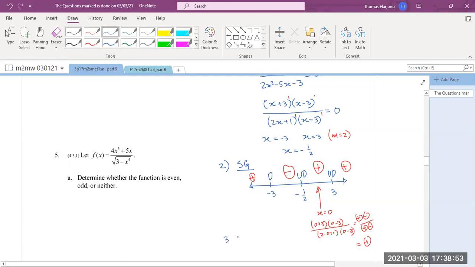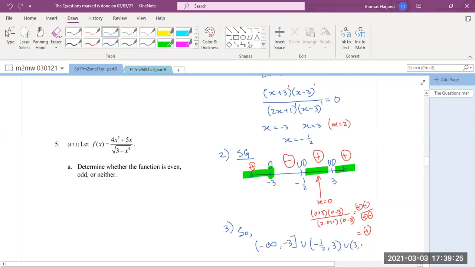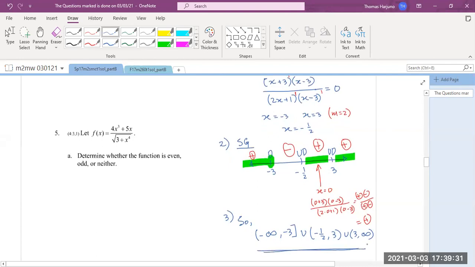Now, the third step is the solution. So we need the 0 or positive, right? Positive or 0. Okay, positive, positive. So the solution will be negative infinity up to negative 3, including negative 3, union negative 1/2 to 3, union 3 to infinity. Okay, that's for this question here.